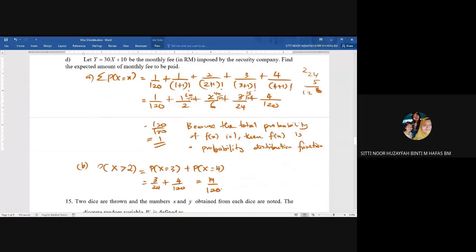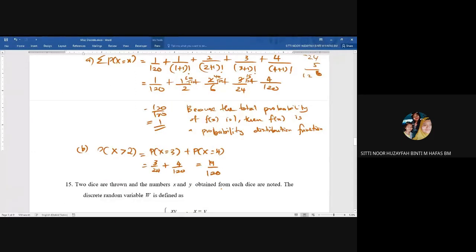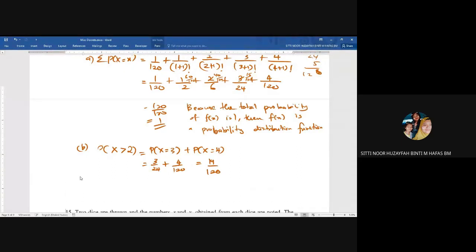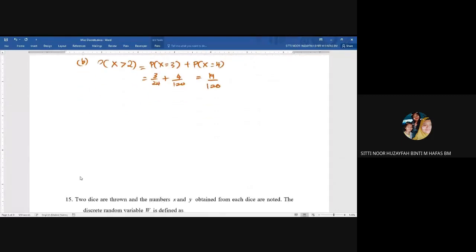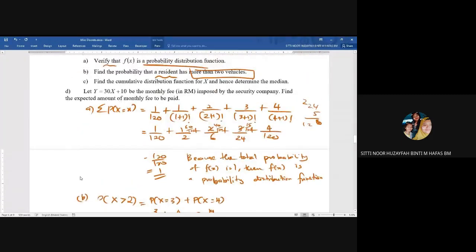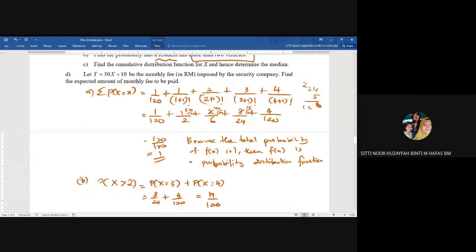So try check. 19 divided by 120 is equal to 0.1583. So the answer at the back is 0.1583. So it's correct. And then next. We are not finished yet with question number 12. So the next question is to find the cumulative distribution function for x and hence determine the median.